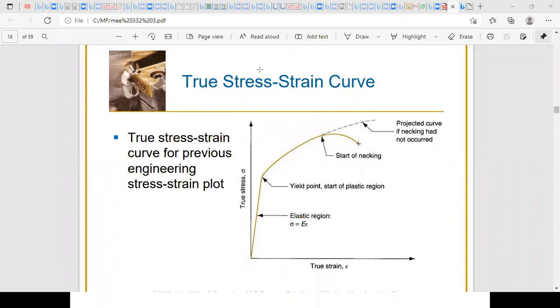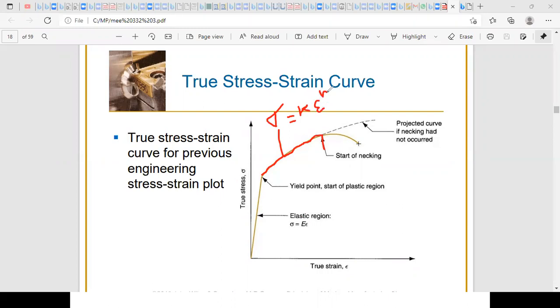Now, after the yield point, we start with the plastic region. The plastic region is mainly divided into two parts, before and after necking. Before necking, when we investigated the pattern of the profile, we have seen that a good fitting technique will be to use the function sigma equal to k epsilon^n.